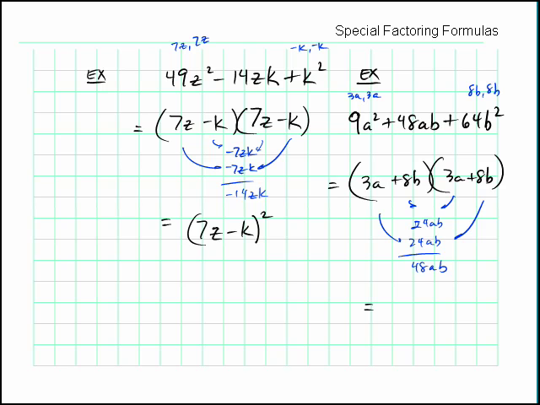And so this is a perfect square trinomial. It factors to 3a plus 8b quantity squared. And that is our perfect square trinomials, and the end of this section.